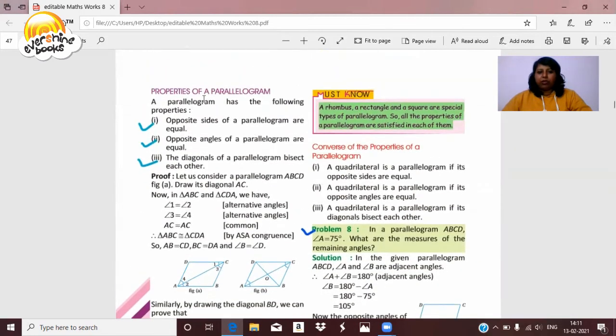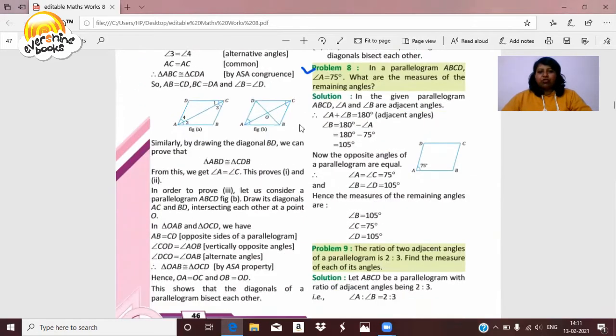Then we come to the properties of a parallelogram. It has the following properties. Opposite sides of a parallelogram are equal. Opposite angles of the parallelogram are equal and diagonals of the parallelogram bisect each other. Let's do one problem based on the properties of the parallelogram. In a parallelogram ABCD, angle A is equal to 75 degrees. What are the measures of the remaining angles? This is the given parallelogram where angle A is 75 degrees. You have to find out the measures of the remaining angles.